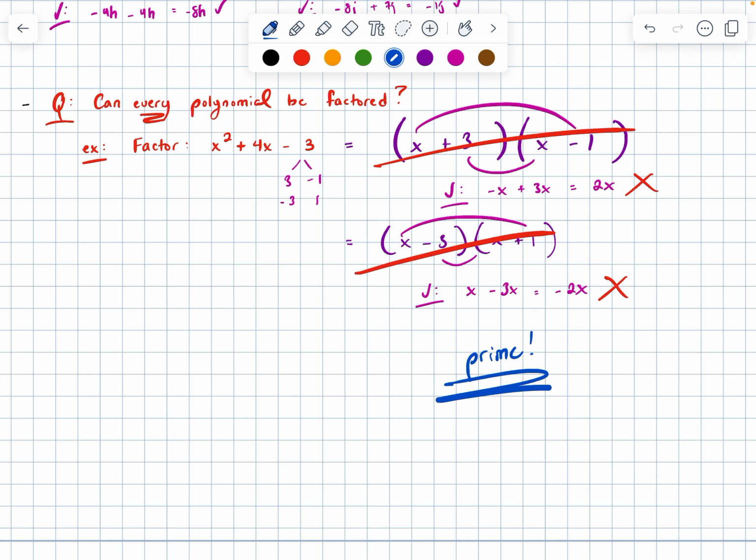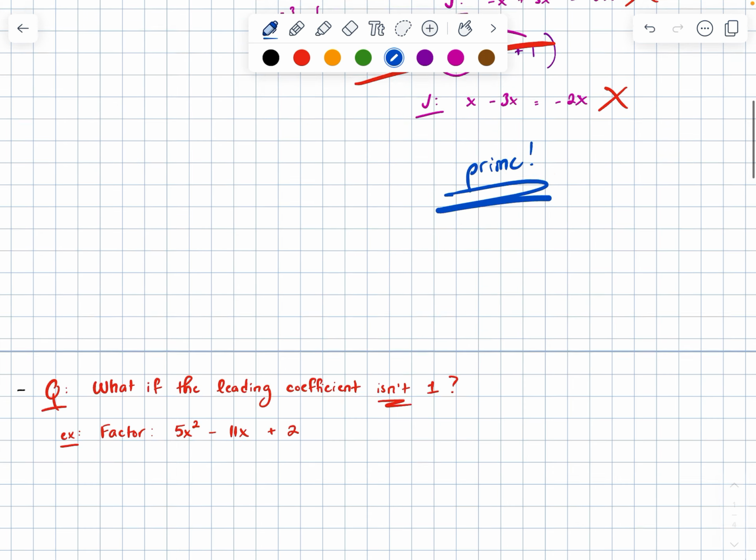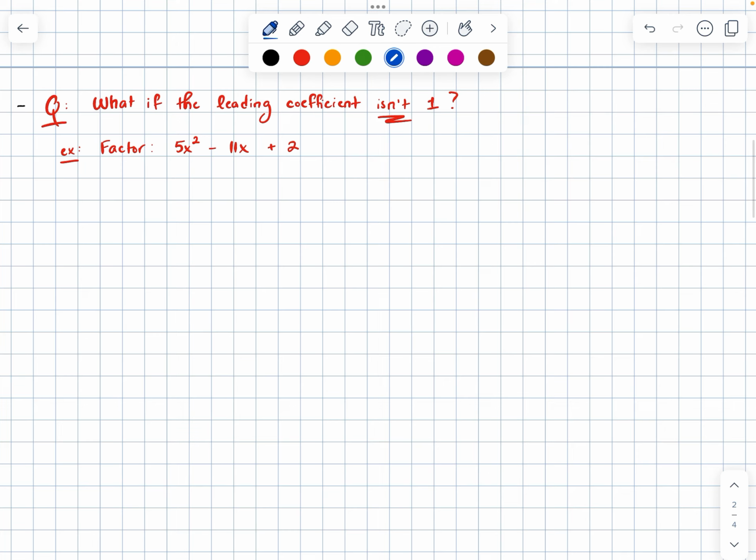Last time, when we were working with our quadratic trinomials, we saw a way to factor them as long as they had a leading coefficient of invisible 1. Which necessarily begs our last question of our class today. Well, what if the leading coefficient is not 1? Say, for example, I've got something like 5x squared minus 11x plus 2 that I want to factor.